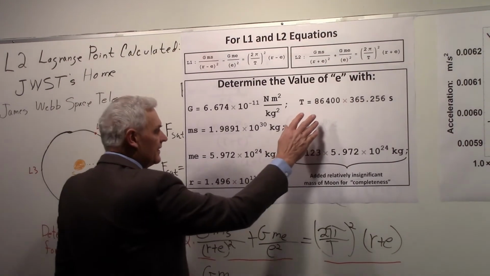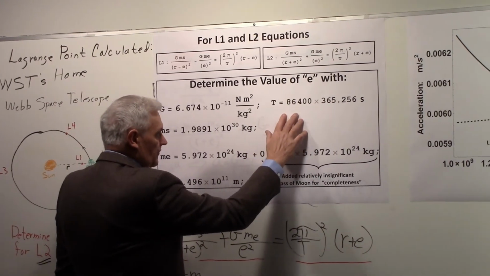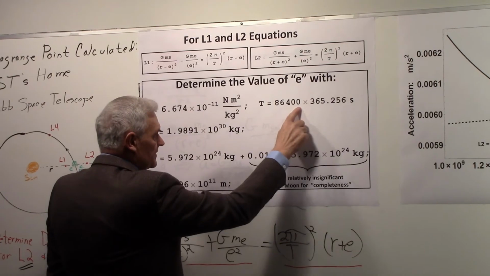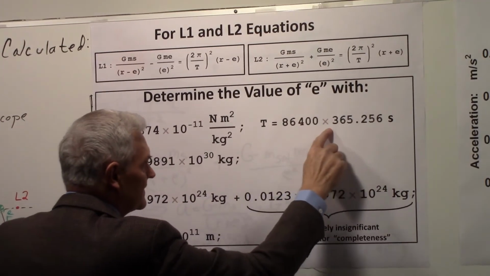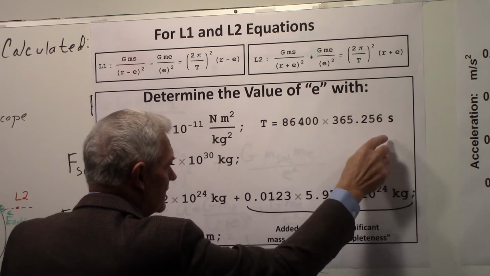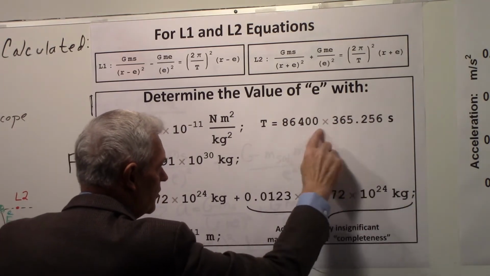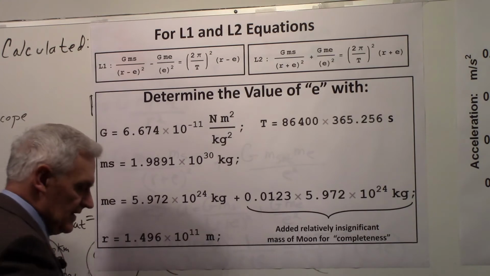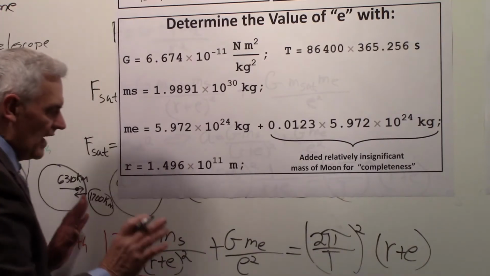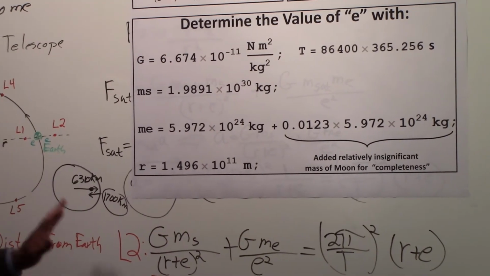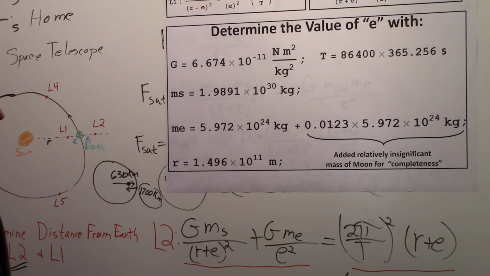Here is the period of the Earth going around the Sun. This is the number of seconds in a day. This is the number of days in a year. So this is the number of seconds. You multiply this out, that's the number of seconds it takes the Earth to go around the Sun. So we have all the numbers that we need. All we have to do is find E.